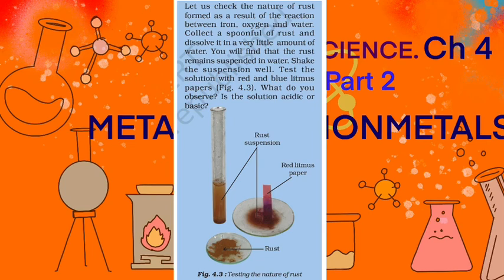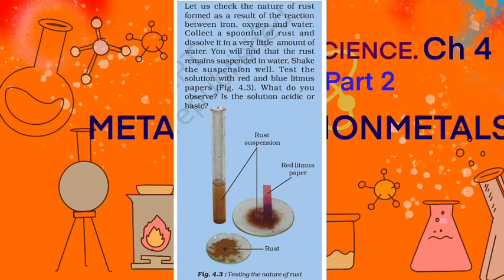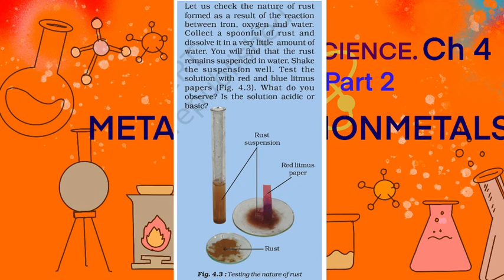We can do an experiment to see whether the oxides that are formed from metals are acidic or basic in nature. We will take some rust and dissolve it in water, and then we can use a red litmus paper to see if it turns blue. Yes, it turns. That means that the oxide of iron is basic in nature.